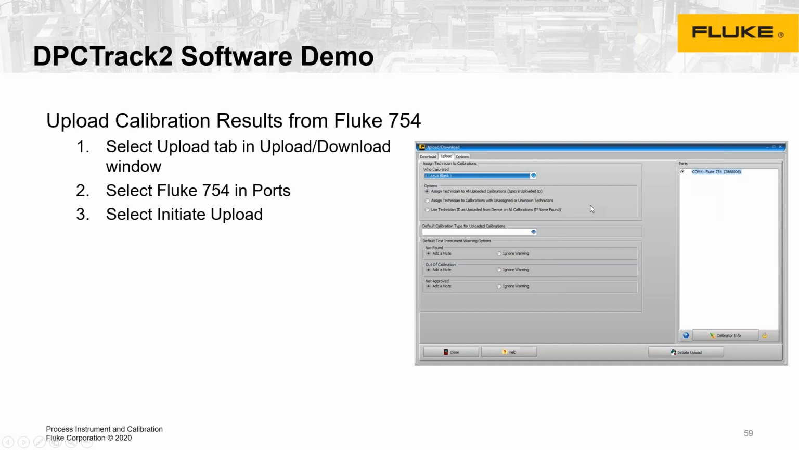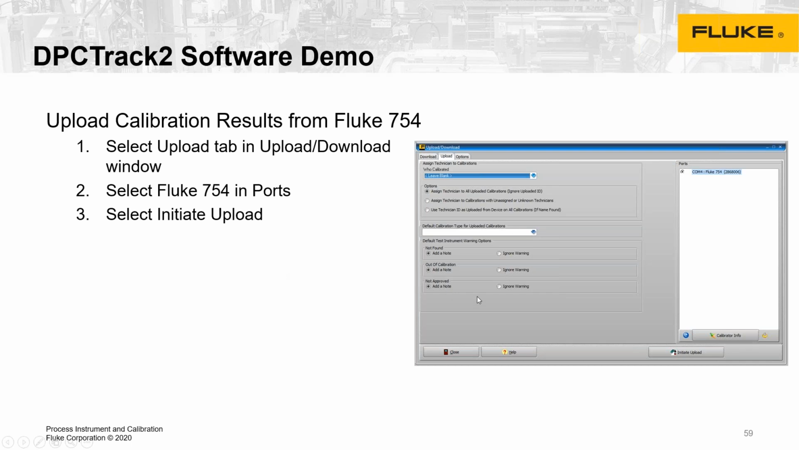Now, going back to the software, we've completed multiple calibrations on both tools. We'll connect the 754 back up to the laptop we're using, and we'll select the upload tab instead of the download tab this time. Once again, the computer will find the Fluke 754 on COM port 4. Here we can leave the Who Calibrated blank. We can use the technician ID we entered with every calibration, or we can actually force assign to another person, depending on how you're set up and what you want the default technician ID to be.